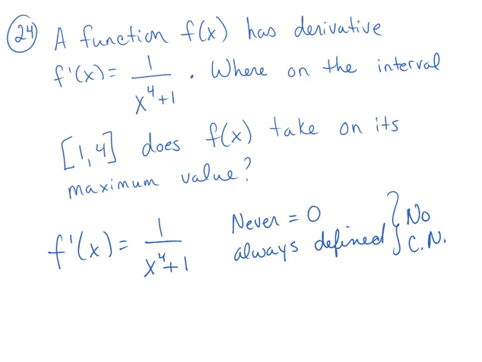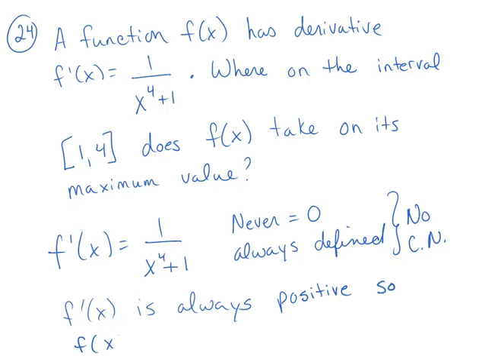And so you just have to look back at the closed interval and think for a second. What we know about this derivative is it is always positive. So the f prime of x is always positive. And that's because no matter what number you put in for x, you're always going to get a positive number because you're raising it to the fourth power. So that's going to be positive, and then you're just adding 1, and you're doing 1 divided by that. And so what does that mean? Well, that means that the original function, f of x, is always increasing.